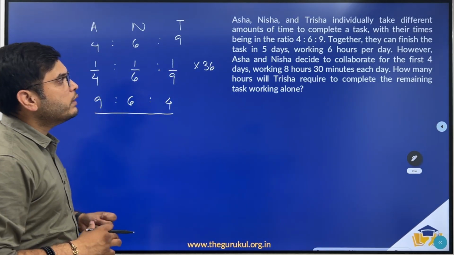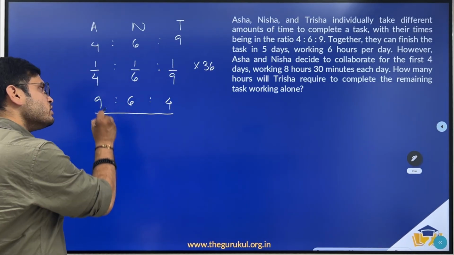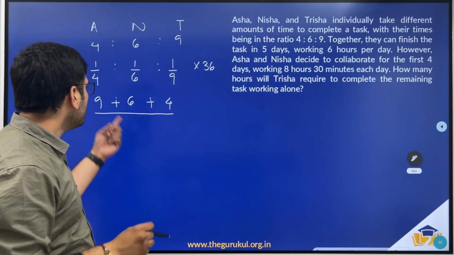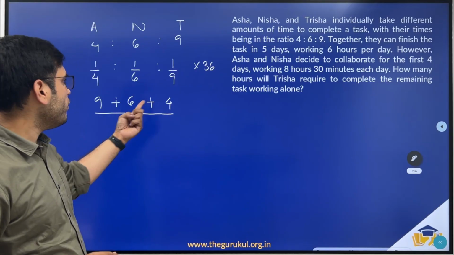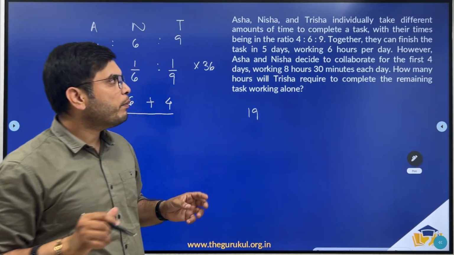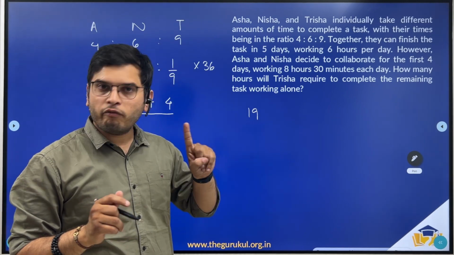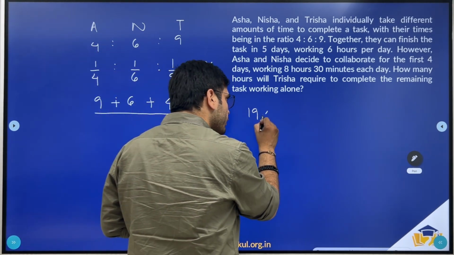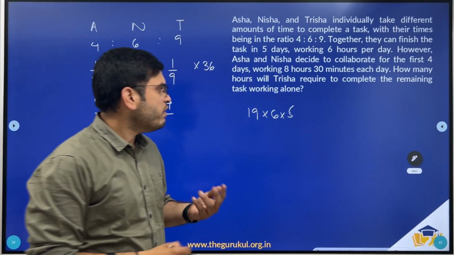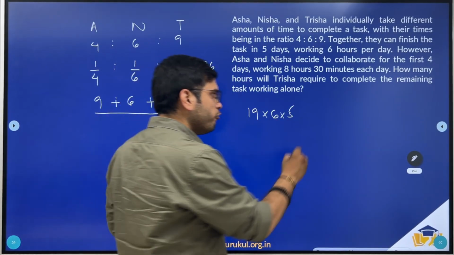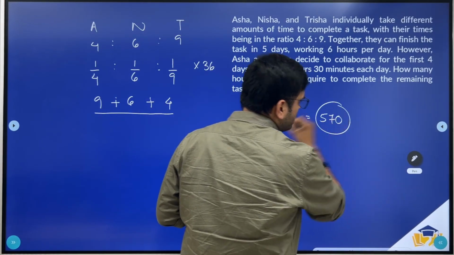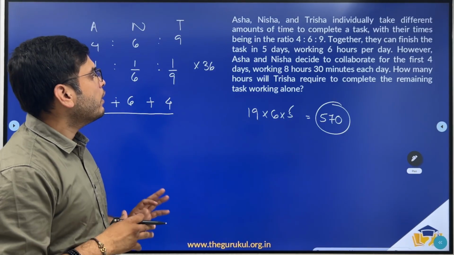Now together they can finish the task in 5 days. So what is their combined efficiency when all the persons are working together? 9 plus 6, 15, 15 plus 4, 19, right? So let me assume that they will be completing 19 units of work in 1 hour. Like that they are working for 6 hours and for 5 days. Now 5 into 6 is 30, 30 into 19, 570. So the total work is 570 units, right?